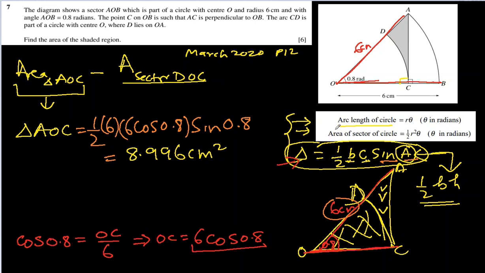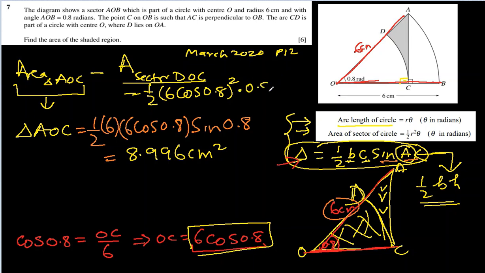And let's focus on the sector DOC. The area of a sector is half r squared theta, and theta has to be in radians, and our theta is in radians for the sector, so that's fine. So it will be half r. What is the radius of this, OC? We just found OC, 6 cos 0.8. Let's not evaluate, just write it. This is r, and r squared we have to write, and multiply by theta, and theta is 0.8 again. Put this in a calculator and I got 6.989.